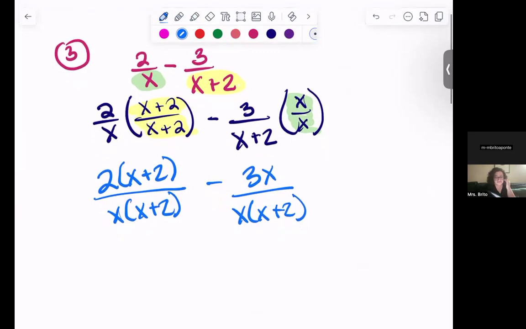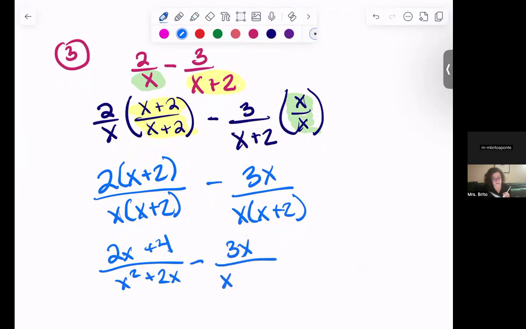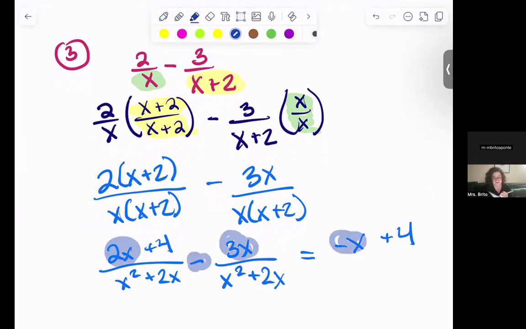I do actually think I'm going to distribute. So I have 2x plus 4 over x squared plus 2x, minus 3x over x squared plus 2x. And I end up getting negative x plus 4 because, sorry, I feel like I'm going so fast. 2x minus 3x is negative x. And then there's just that little 4 guy who has to come along. And then the new denominator stays the same.